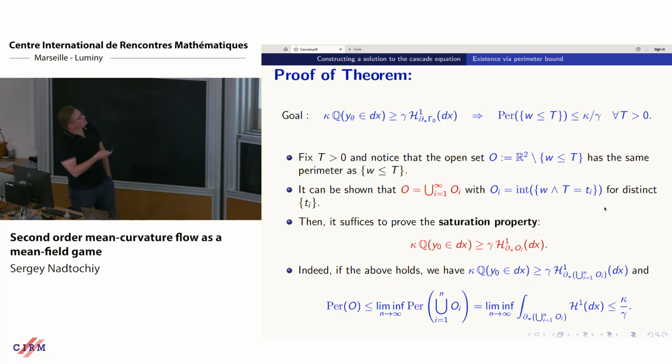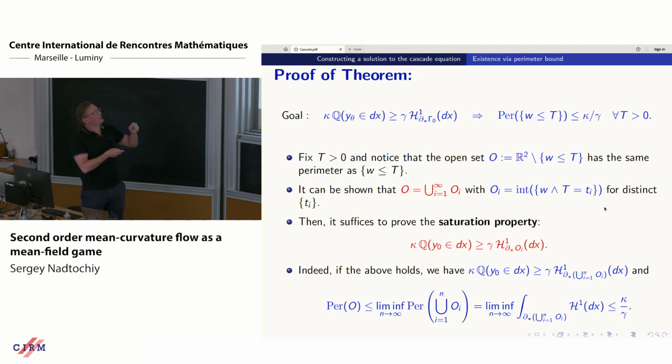Okay, so how do we do this? So first, the perimeter of this set, of course, is the same as the perimeter of its complement. So the complement has the advantage of being an open set. Okay, so let's take this open set. It splits into a countable union of, in principle, connected open sets, but I'm not going to look at connected components.